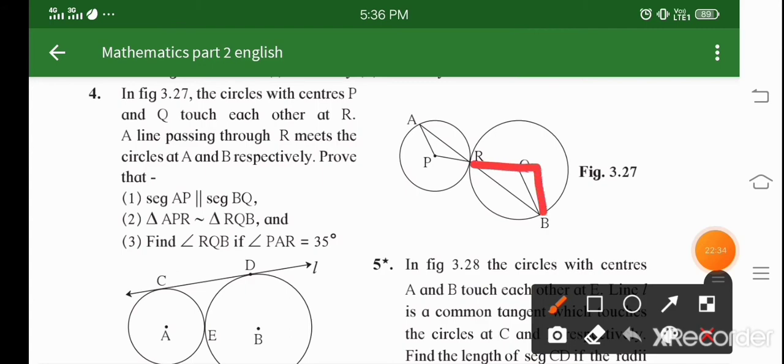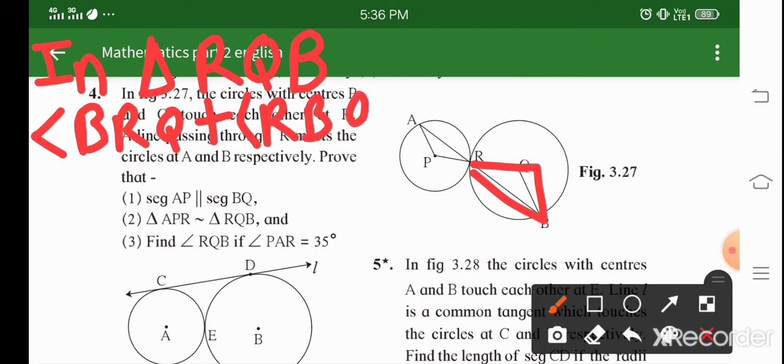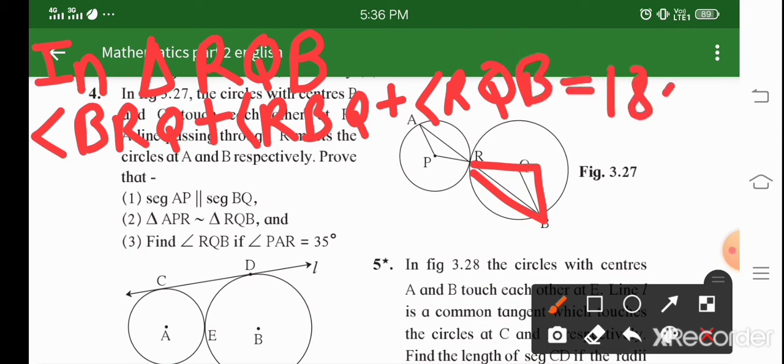So this is a triangle, right? So in triangle RQB, angle BRQ plus angle RBQ plus angle RQB is equal to 180. I think you know this theorem, the angle sum property. Just specify the reason over there.